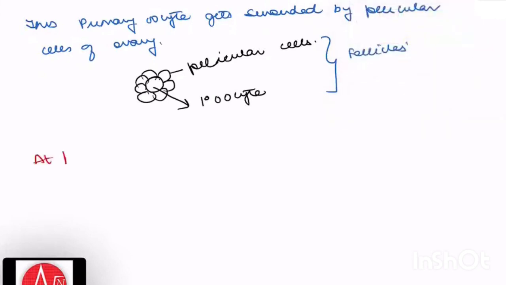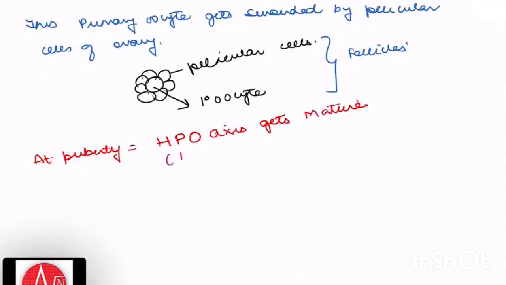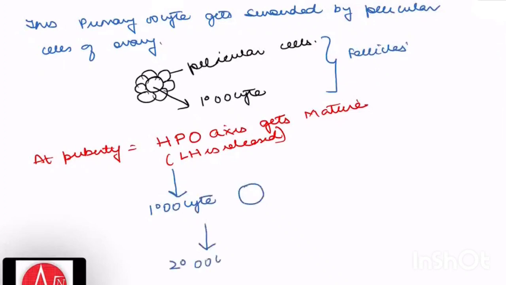Now at puberty, the hypothalamic pituitary ovarian, HPO means hypothalamic pituitary ovarian axis gets mature, and hormone LH is released, which I'll tell you. All this I'm going to tell you just now in detail. And because of this, now the primary oocyte will get converted into secondary oocyte, and first polar body will be released.